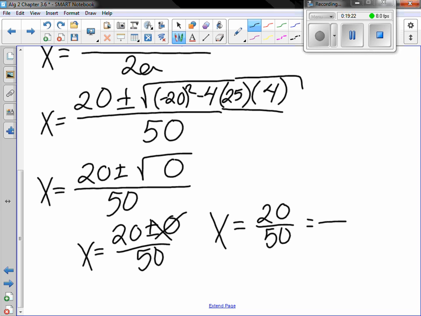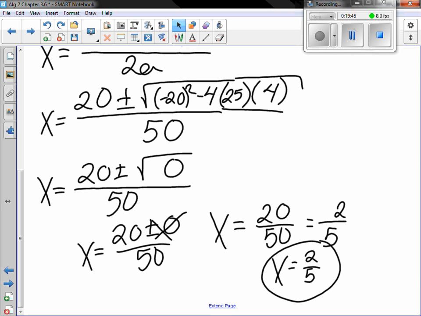Can I simplify 20 over 50? It becomes, so x is 2 over 5. We have one unique solution. We got one solution. Questions on this here? So here it worked out we had one solution. Any questions on this here? Any questions on anything we've done so far?